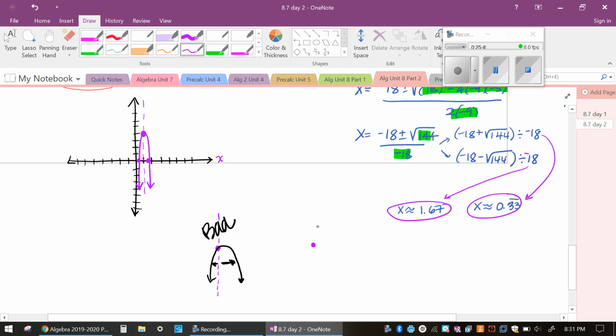So from the vertex, if you draw your axis of symmetry, your x-intercepts should be exactly the same distance. You see that? That's good. That's why it's called the axis of symmetry, because it cuts it in half, perfectly symmetrical.